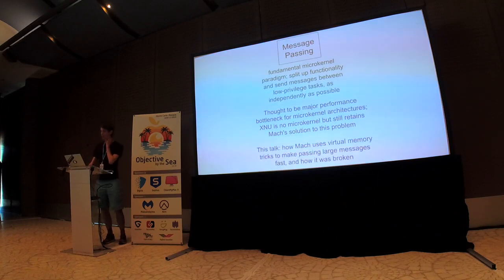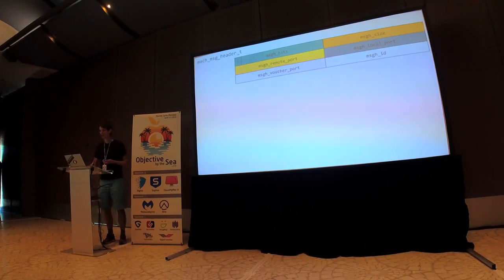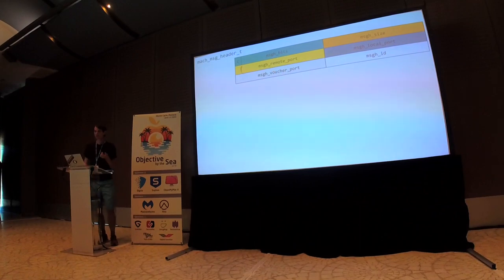And so this talk is about how Mach uses virtual memory tricks to make passing these Mach messages fast, and how, when you look at how it works, it was actually quite broken. So Enos already mentioned Mach messages. I think everyone in the audience is probably pretty familiar with what a Mach message is, so we're going to go over this very quickly.